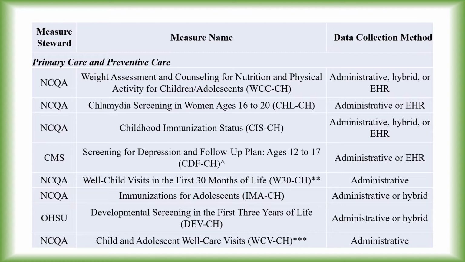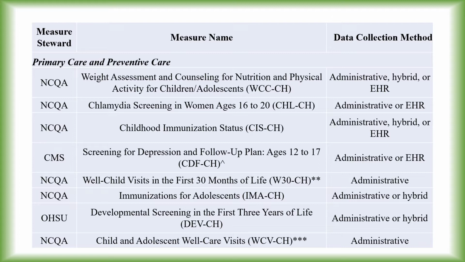The second measure in this category is chlamydia screening in women ages 16 to 20, and the measure steward is NCQA. The data collection method used for this measure is administrative or electronic health record. The next measure is childhood immunization status, and the measure steward is NCQA. We use methods like administrative, hybrid, or electronic health records to collect data for this measure. Next is screening for depression and follow-up plan, ages 12 to 17. The measure steward is CMS, Centers for Medicare and Medicaid Services, and the data collection method is administrative or electronic health record.